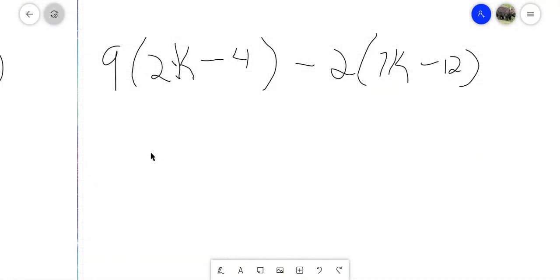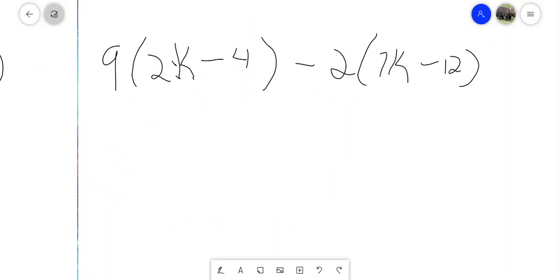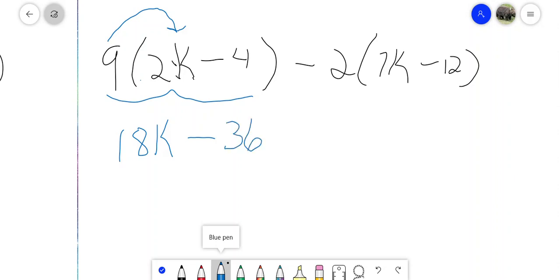Let's try simplifying this expression. This is number 20 in your packet. So first, right here, we'll do this one in blue. We have this expression right here. I'm going to distribute the 9 inside of this parenthesis. 9 times 2k is 18k. Notice that I multiplied the 9 times the 2 and kept the k, because this is the same thing as saying 9 times 2 times k. Then we're going to write a minus sign. 9 times 4 is 36. Awesome.